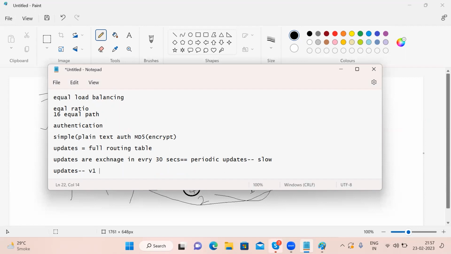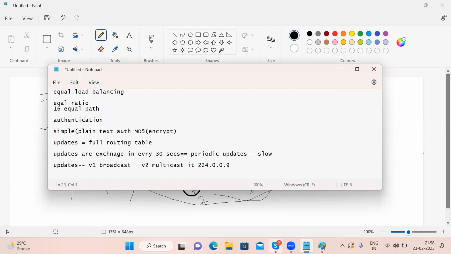In version 1, they will broadcast it. In version 2, they will use what? Unicast, multicast, broadcast, anycast? Multicast. They multicast it on what address? 224.0.0.9. Very good.